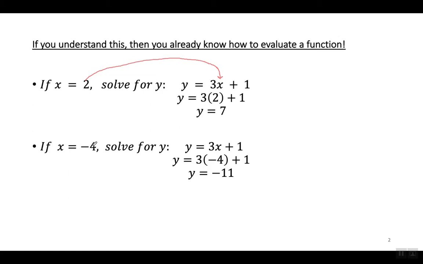If x equals negative 4, solve for y. Alright, so y equals 3x plus 1. Same exact equation. So you take the negative 4 and you put it right here, substitute for x. And it becomes 3 times negative 4 plus 1. 3 times negative 4 is negative 12. And negative 12 plus 1 is negative 11. If you understood how to do that, you already know how to evaluate a function.